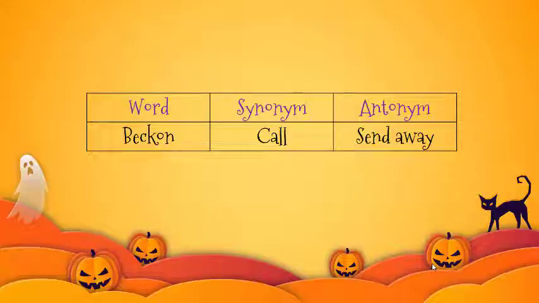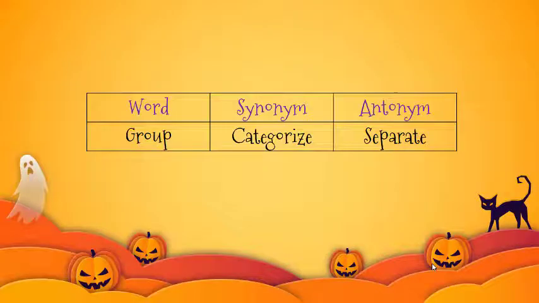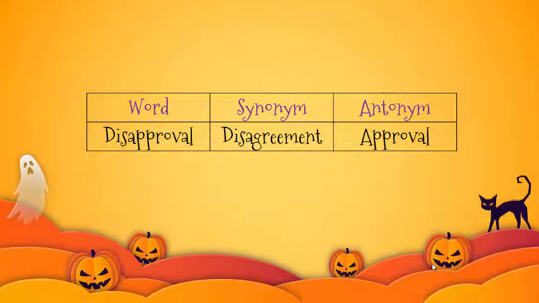Number 1. Beckon. The synonym of beckon is to call, and the antonym send away. Number 2, distress. The synonym of distress is upset, but the antonym comfort. Group. The synonym of group is categorize, but the antonym separate. Disapproval. The synonym of disapproval is disagreement, but the antonym approval.